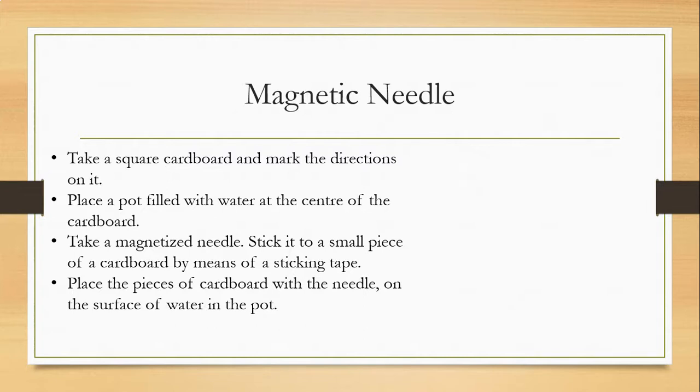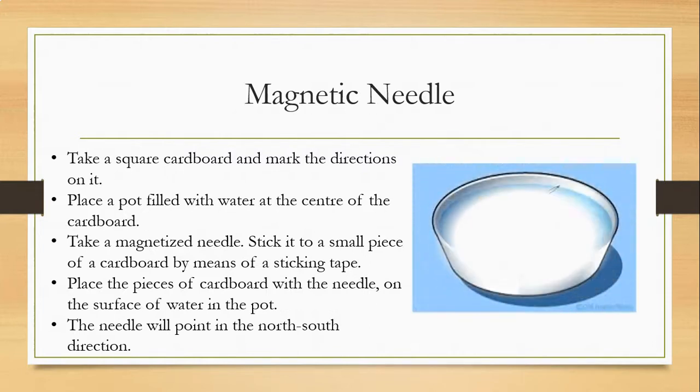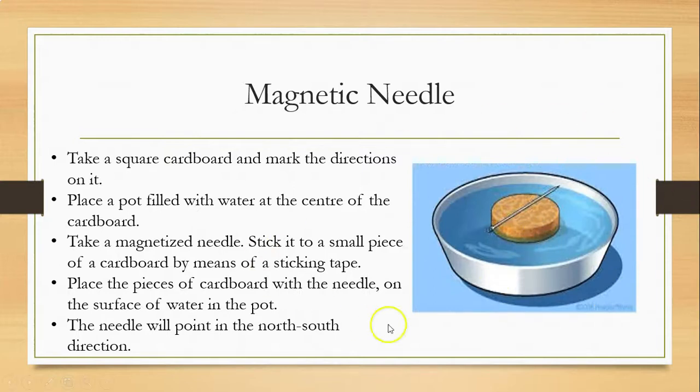Place the pieces of cardboard with the needle on the surface of water in the pot. The needle will point in the north-south direction. It will look something like this. Underneath we place a cardboard and write north, south, east, west. On that we keep a pot filled with water. There is a piece of cardboard in the center and a needle is on it.